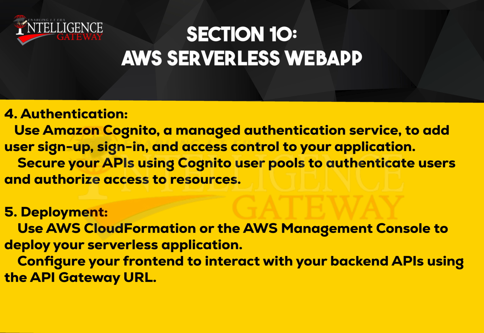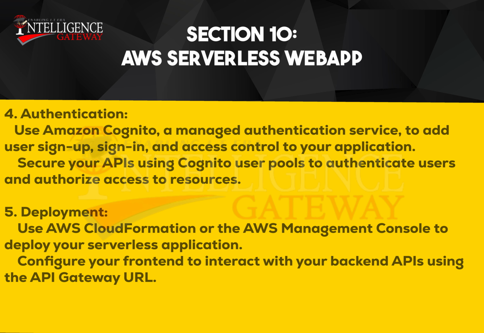5. Deployment. Use AWS CloudFormation or the AWS Management Console to deploy your serverless application. Configure your front-end to interact with your back-end APIs using the API Gateway URL.